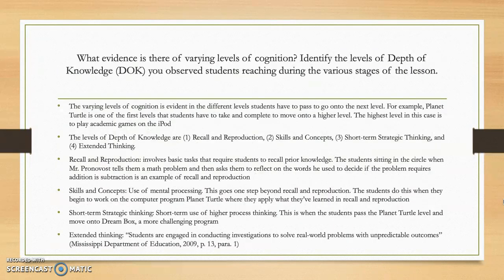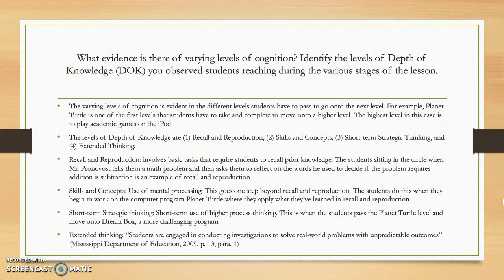What evidence is there of varying levels of cognition? Identify the levels of depth of knowledge you observed students reaching during the various stages of the lesson. First and foremost, the varying levels of cognition is evident in the different levels students have to pass to go on to the next level. So, for example, Planet Turtle is one of the first lessons that students have to take and complete to move on to a higher level. And the highest level in this case is to play the academic games on the iPod. The levels of depth of knowledge are recall and reproduction, skills and concepts, short-term strategic thinking, and lastly, extended thinking.